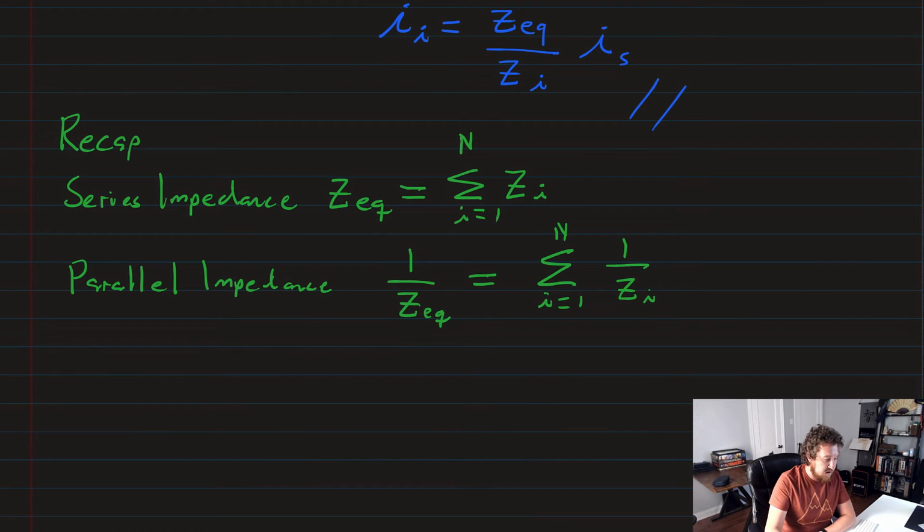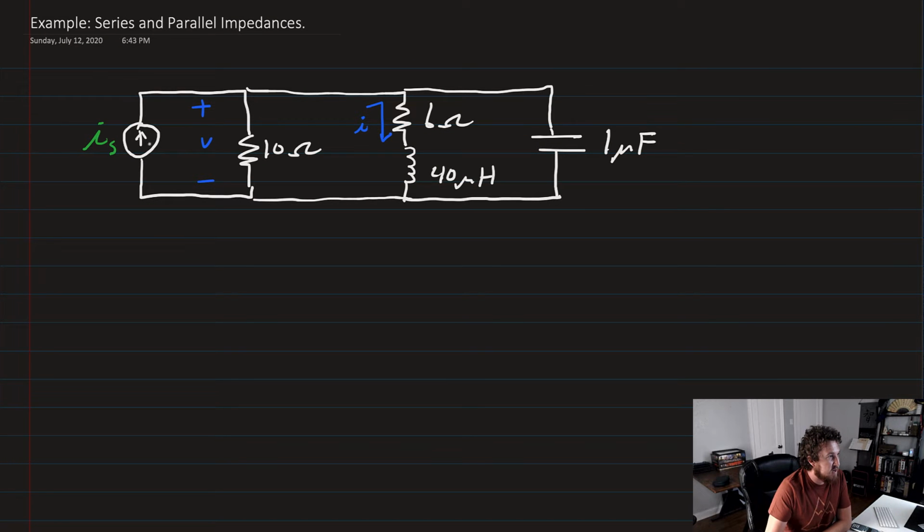So let's go on to the next video and take a look at an example of doing some calculations with real circuit values. This example starts off by giving us a current source of I sub S, and then in parallel we have a 10 ohm resistor, and then a 6 ohm resistor in series with a 40 microhenry inductor, and then a 1 microfarad capacitor. Part A asks us to find the frequency domain circuit.